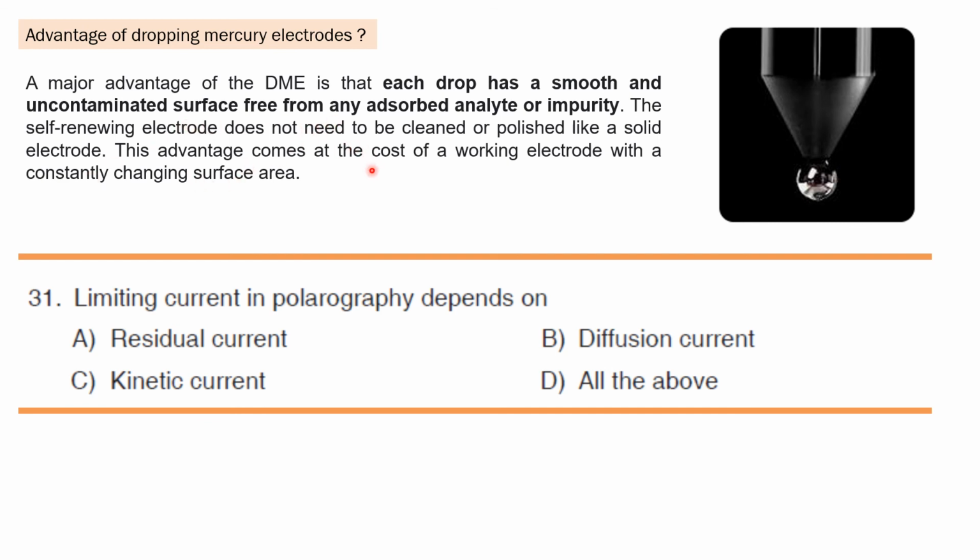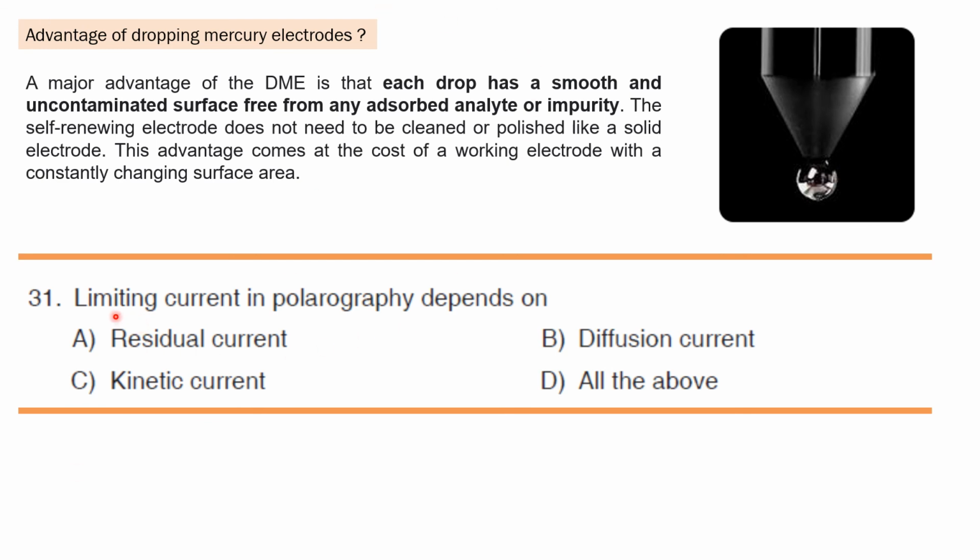And this advantage comes at the cost of a working electrode with a constantly changing surface area. Moreover, you can actually tune the surface area, and that is the importance of the dropping mercury electrode. These are some of the important points regarding the dropping mercury electrode which you have to keep in your mind.